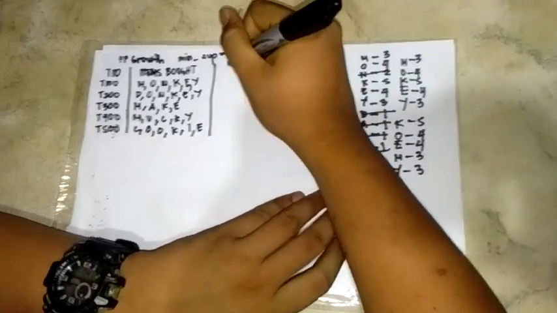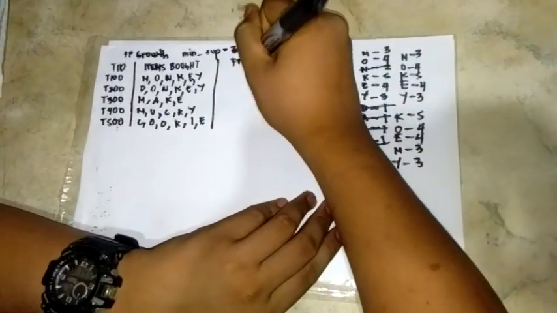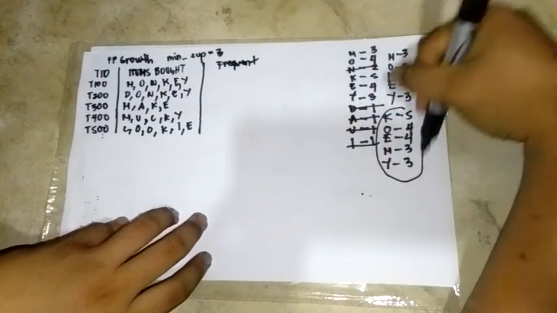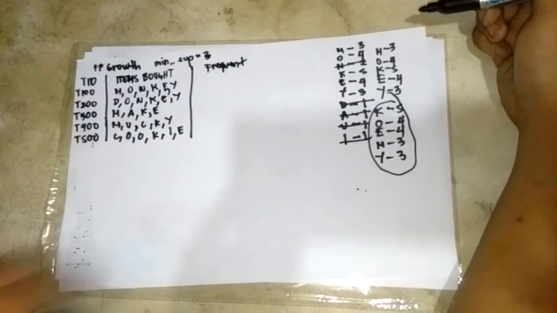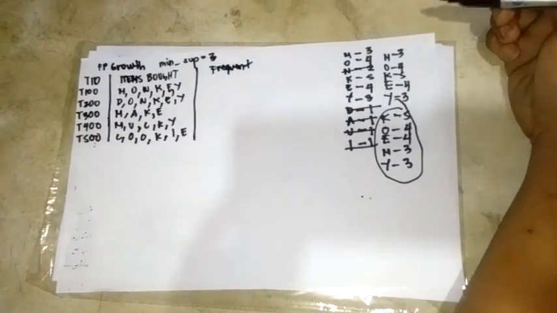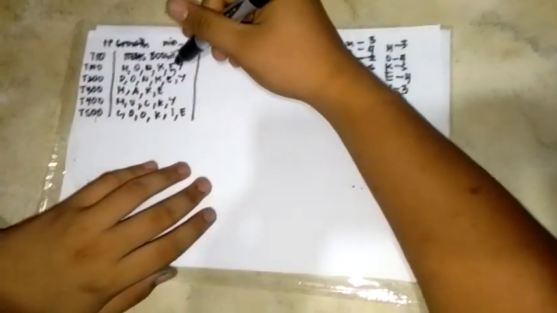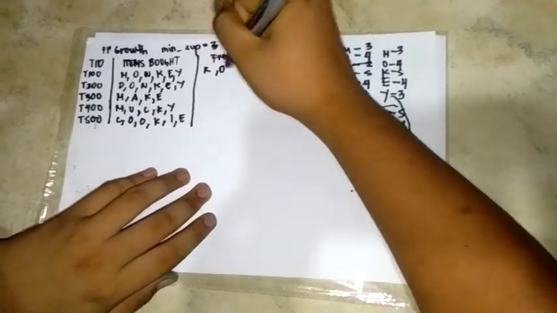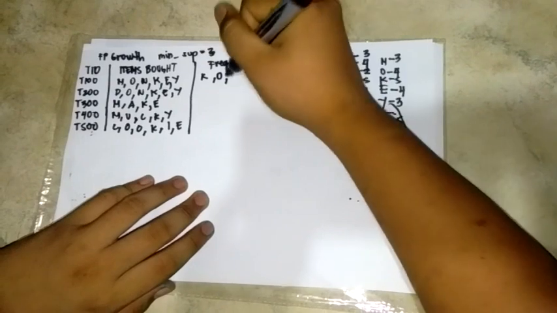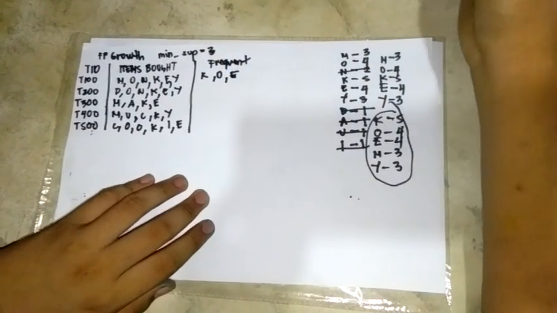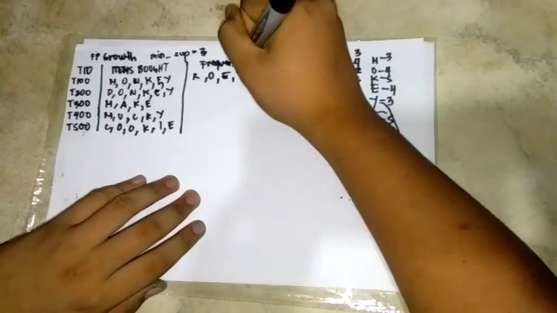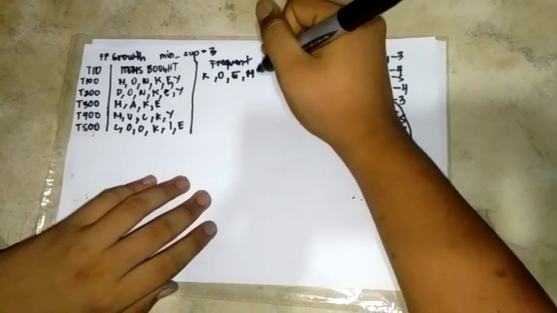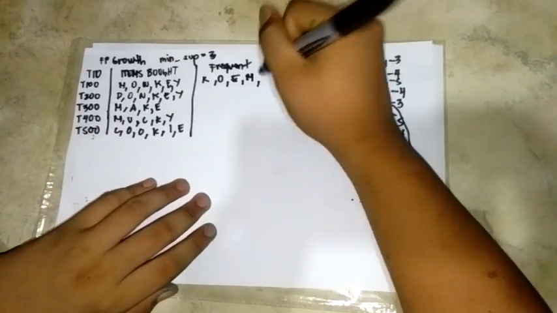So let's list the frequent items in each transaction based on this sorted order. In the first transaction, first is K, next is O, next is E, next is M, and lastly is Y.